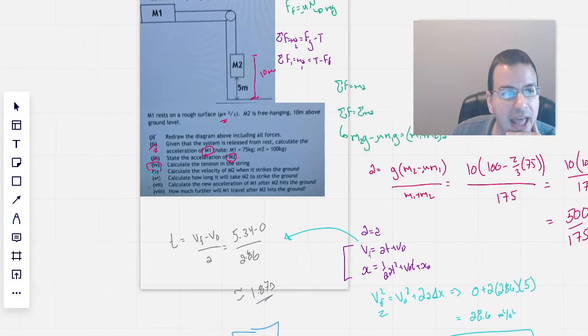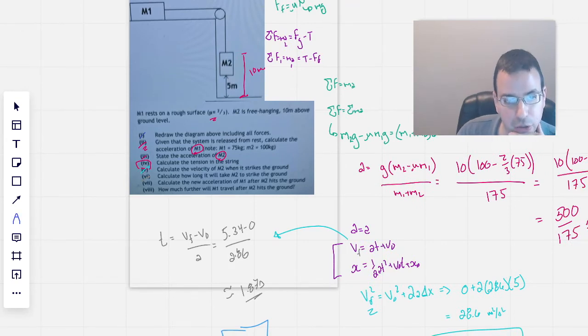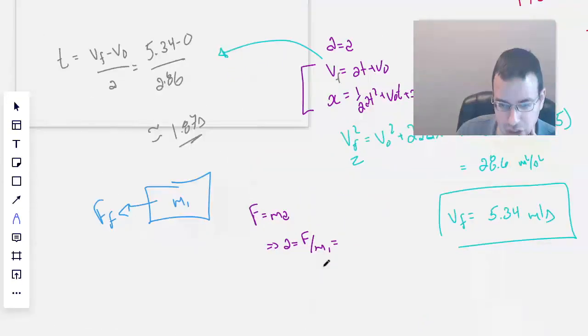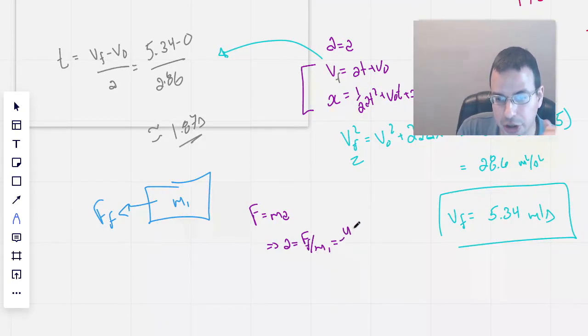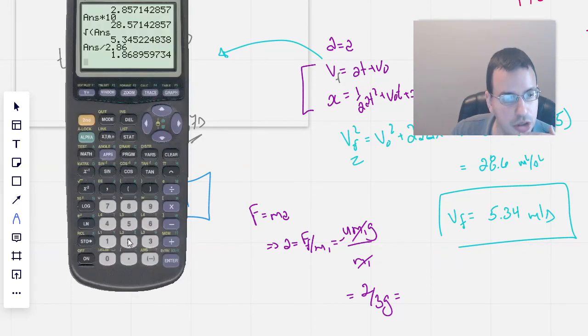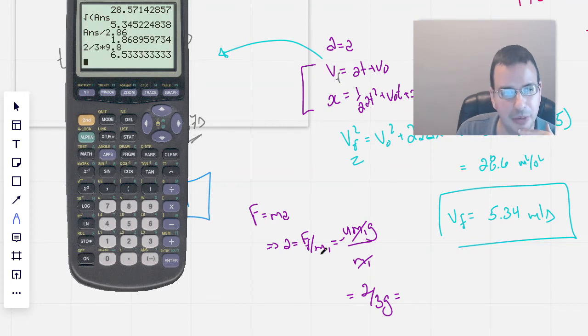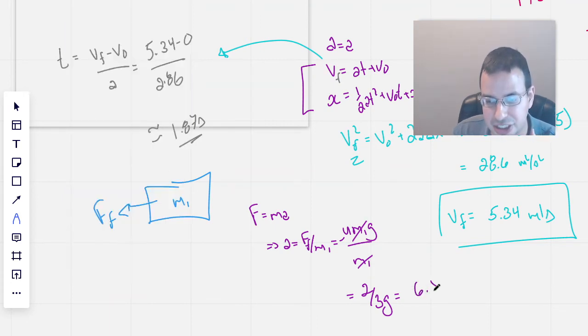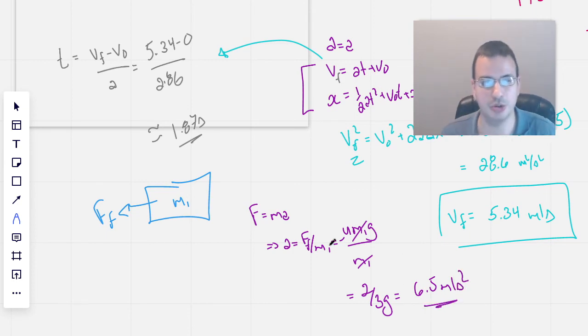And for m1, the force is going to be due to force friction. And so this is going to be mu, the normal force is going to be mass 1 times gravity, divided by mass 1. And therefore this is going to be mu, which is 2/3, cancel the m's, times gravity, which is 2 divided by 3 times 9.8. I know I used 10 before. Probably should stick with that. I'm not going to. About 6.5 meters per second squared is how quickly it's going to decelerate.